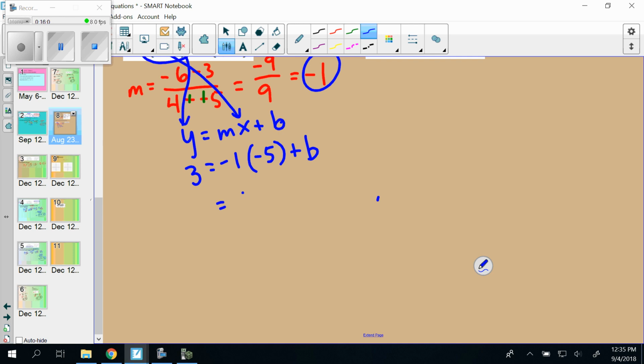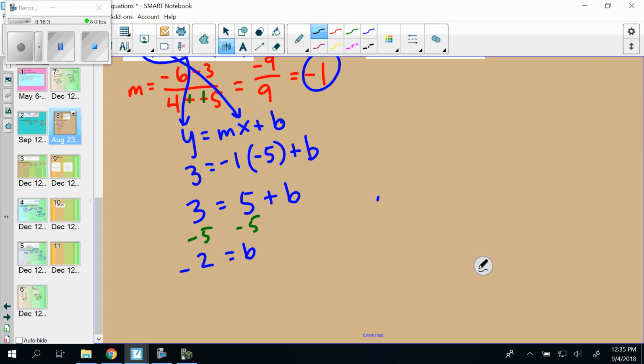Multiplying this together, that's 5. And then subtracting, we can find it. So minus 5 from both sides. And our b comes out to be negative 2. Now, we should write out the whole equation here to do this, and we can get that answer.